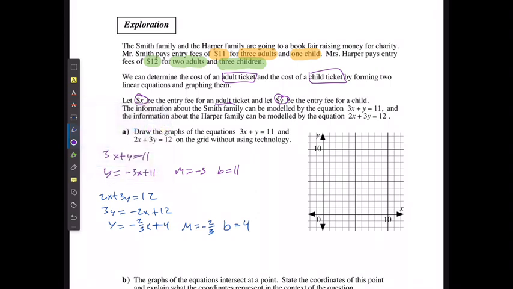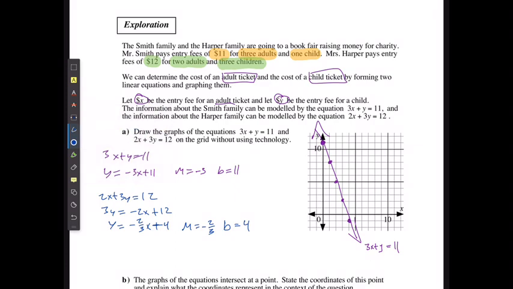So I'm going to start by graphing the first one, where I start at a y-intercept of 11 up here. And then I have a slope of negative 3, so I'm going to go down 3, right 1, down 3, right 1, over and over again. And I'm going to connect those to say that there's my one equation. This is my 3x plus y equals 11 equation.